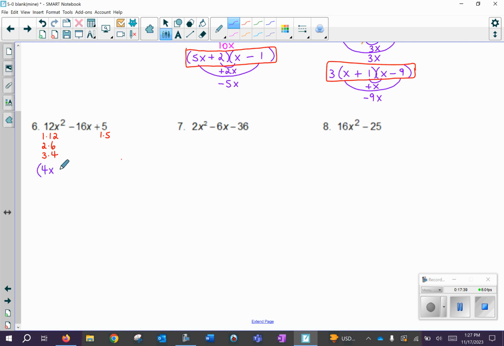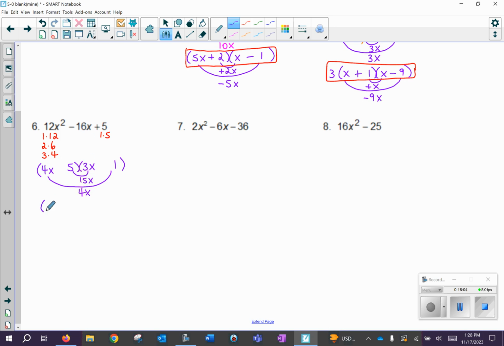I'm going to say 4x times 3x would give me the 12x squared. And 1 and 5 is all that you've got to deal with. So if you put the 5 there and the 1 there, I'm worried about the outer. 4x and 15x. Those would add to be 19, not what I want. They would subtract to be 11, not what I want.